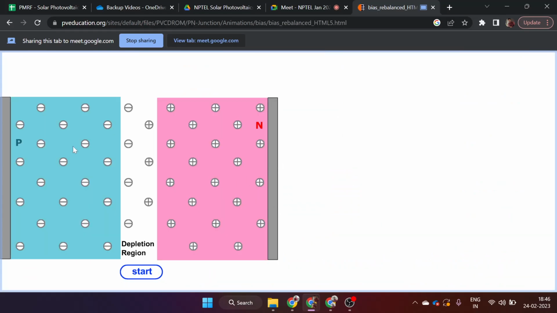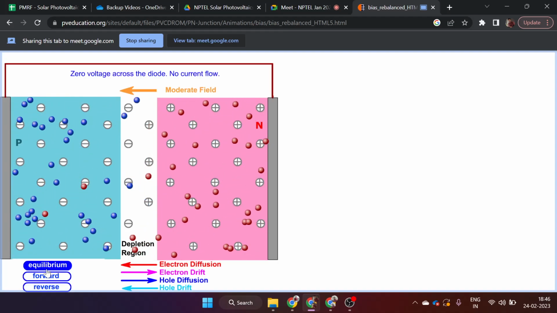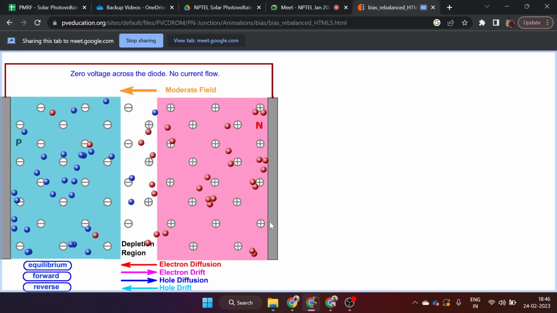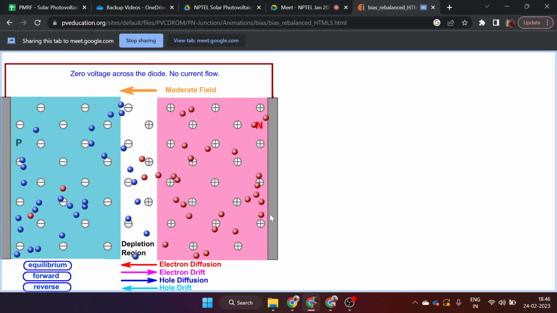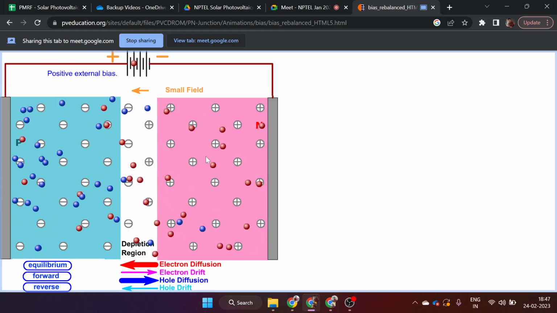See, this is a diode. We will bias it. First, see the equilibrium condition. This is the equilibrium condition, same as what we have seen previously. Now let's forward bias this. Now we have forward biased it.